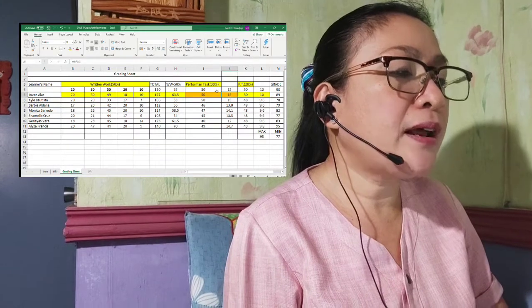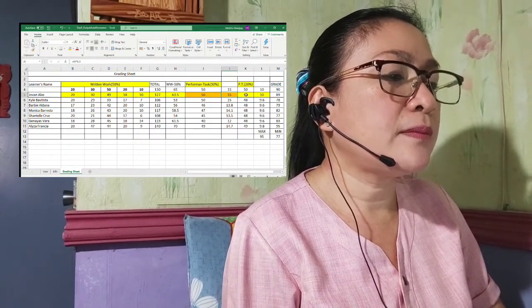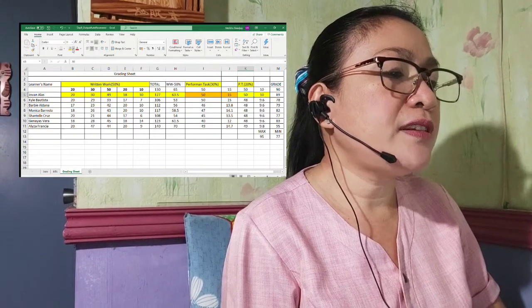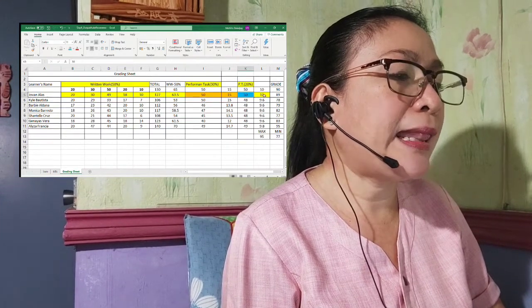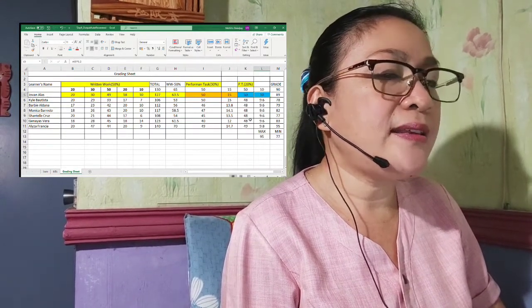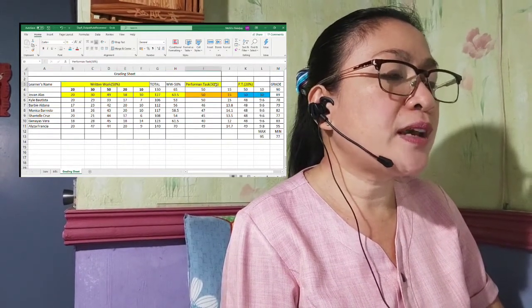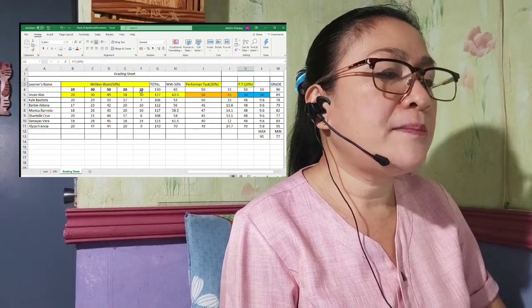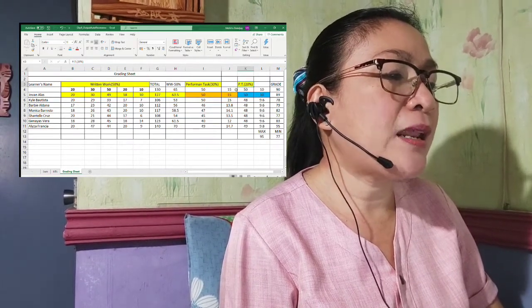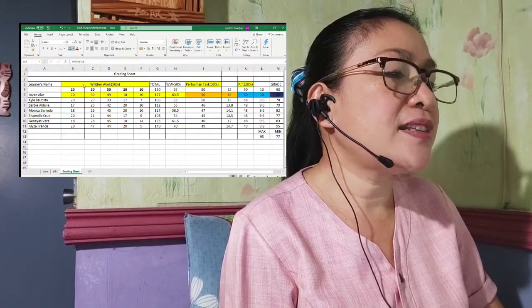For the periodical exam or periodical test, for example, 50 over 50. So 50 times 0.20 is equal to 10. So to get the final grade, you just add the 50%, 30%, and 20%. So for example, 63.5 plus 15 plus 10. The result is 89%. That is the final grade of one of my students.